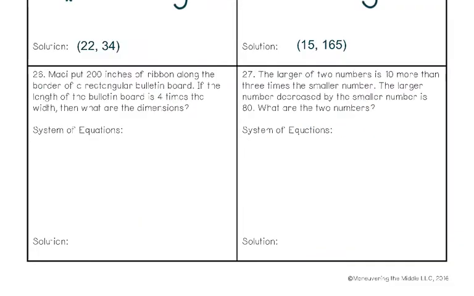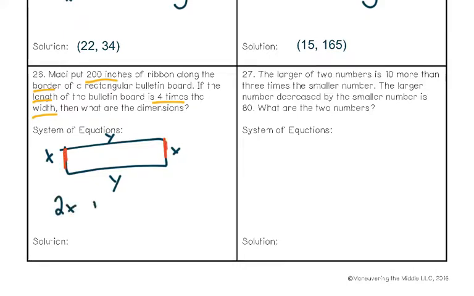It's another geometry application. She put 200 inches along the border of a rectangular bulletin board. If the length of the border is 4 times the width, then what are the dimensions? So the first one's talking about perimeter. And a picture might help you understand this shape. I know that the lengths of the x sides added up, so 2 times x plus 2 times y, gave me the perimeter of 200.